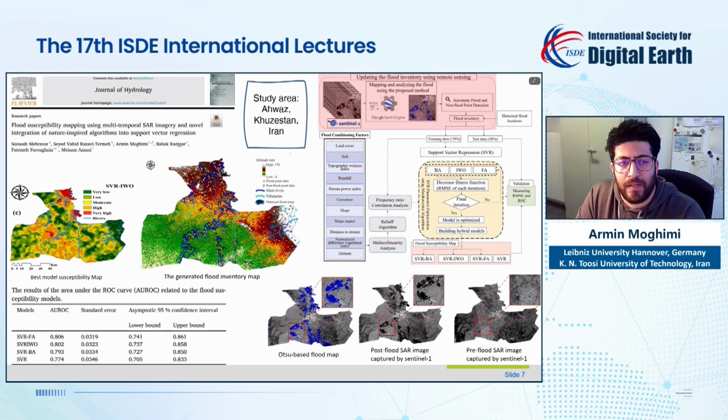These were then sampled into flood and non-flood points, and these points, along with conditioning factors such as soil, land cover, rainfall, and topography, were used to train a support vector regression model optimized by meta-heuristic algorithms like IWO and FR, and so on. This model produces reasonable susceptibility maps, with AUC values between 77 and 81%, and the hybrid model performed better than the standard support vector machine.